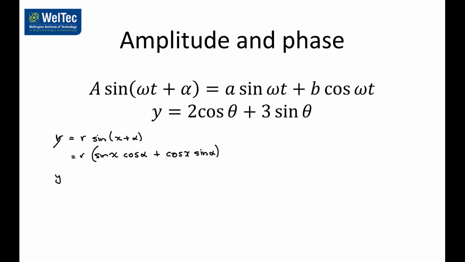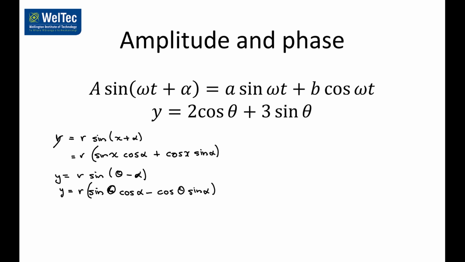We could also use y equals r sine theta minus alpha, and we would have the same thing. We would have that y is equal to r sine theta cos alpha minus cos theta sine alpha. Again, it's just from a list of identities.